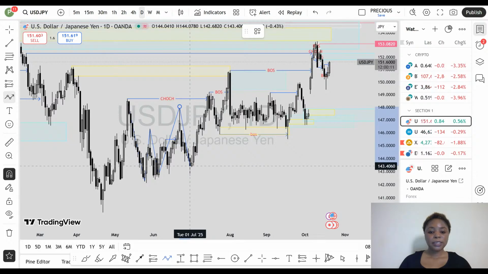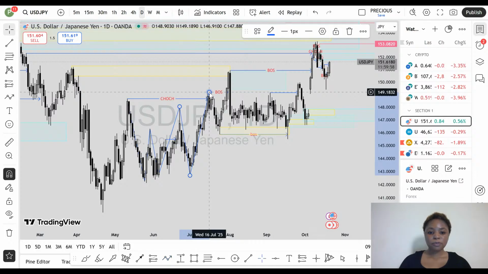Instead, the market gave us this low but did not close below it. Price moved upward again, you see, and broke structure to the upside again. You can see that the market gave us a break of structure here to the upside again.